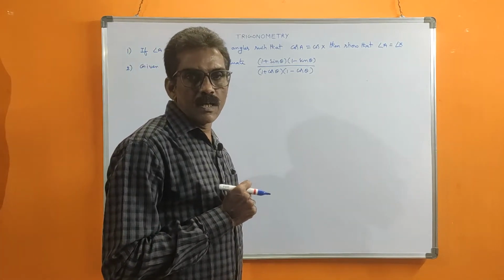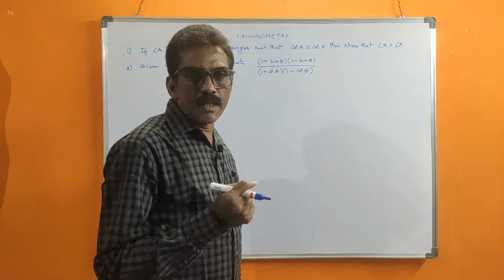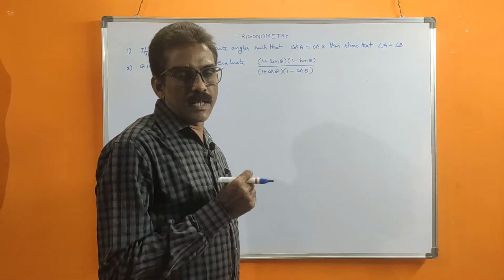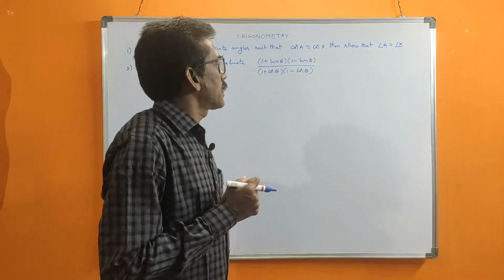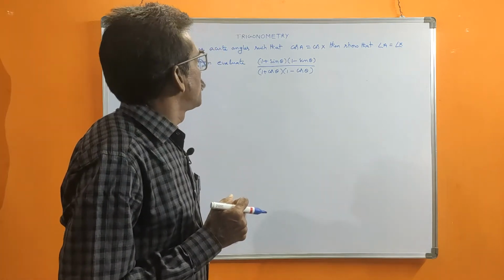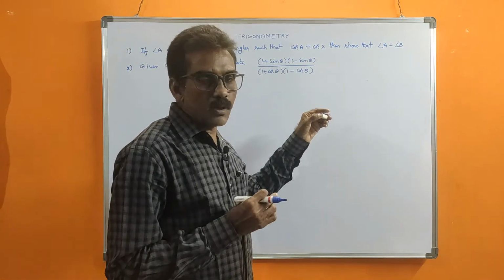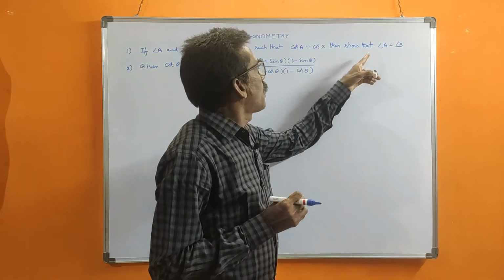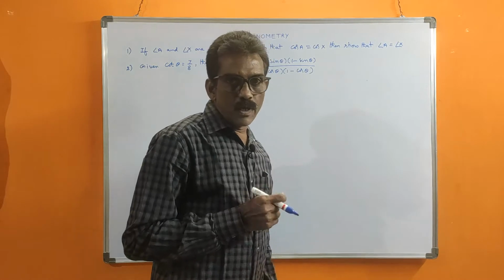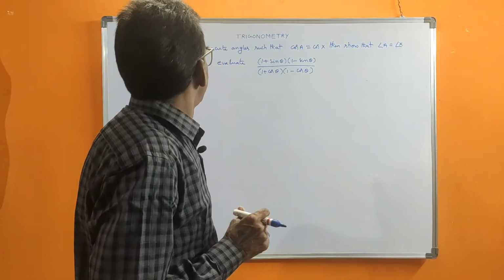Acute angles means less than 90 degrees. In any right angle triangle, other than the right angle, those are already acute angles only. Those he gave. The next condition he gave is cos A is equal to cos X. So, by using this condition, we have to prove angle A is equal to angle X. How to prove? We will see first.